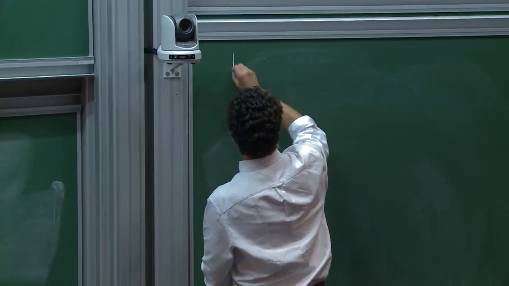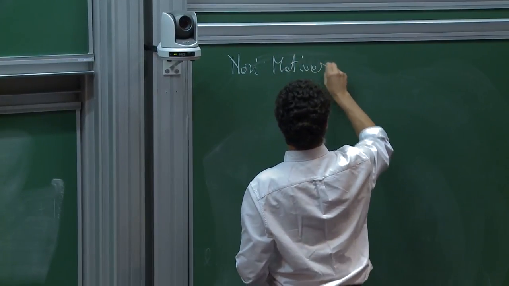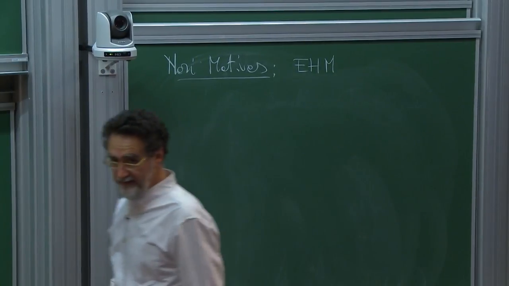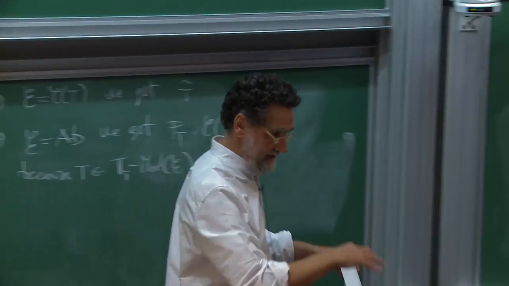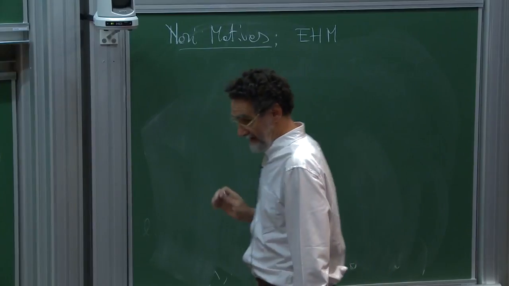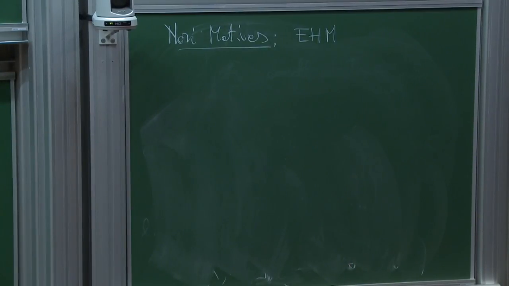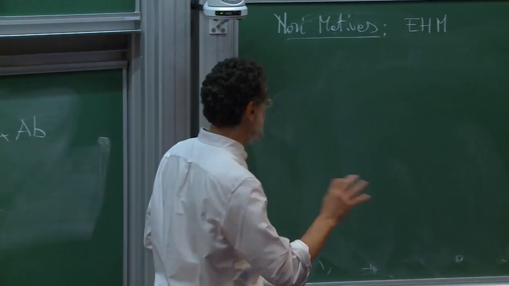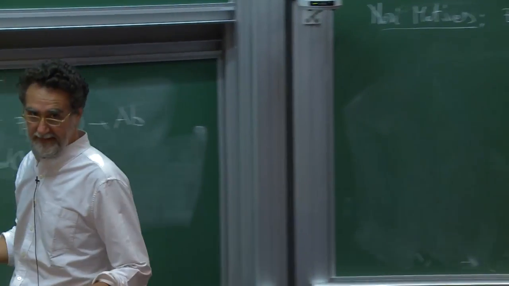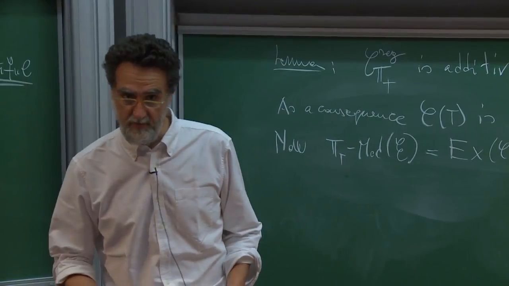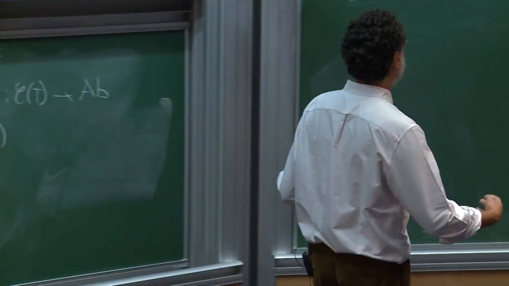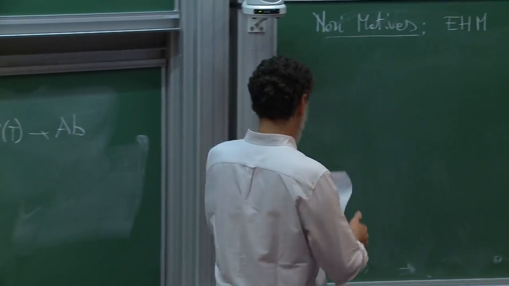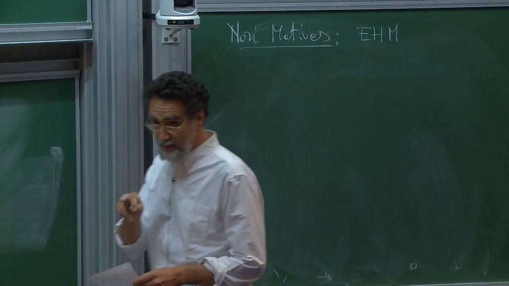So now let's see what Nori motives are. I denote Nori motives by EHM, where E is effective, H is homological, and M is motives, and this is notation of Nori. These are actually mixed motives, not pure motives. So the abelian category that you have is not just semi-simple, it is really an abelian category with extensions. You want to distinguish between pure motives and mixed motives. The main difference is that you have extensions in mixed motives. So you want abelian categories with extensions, not just semi-simple abelian categories. We will return to this point later, because you might wonder how to get pure motives, but there is a way.